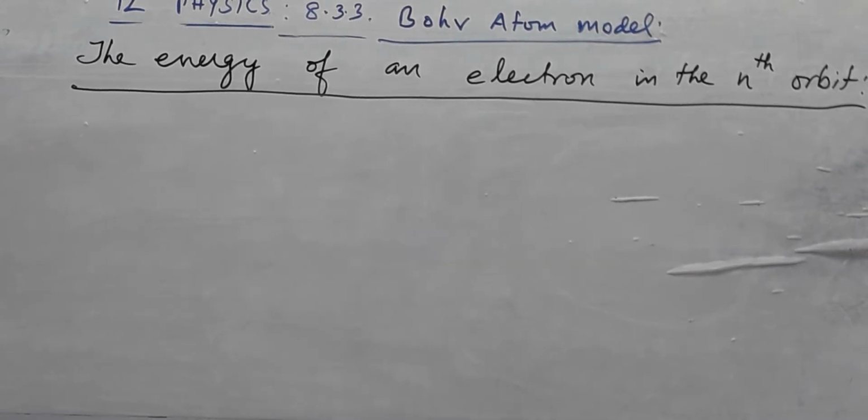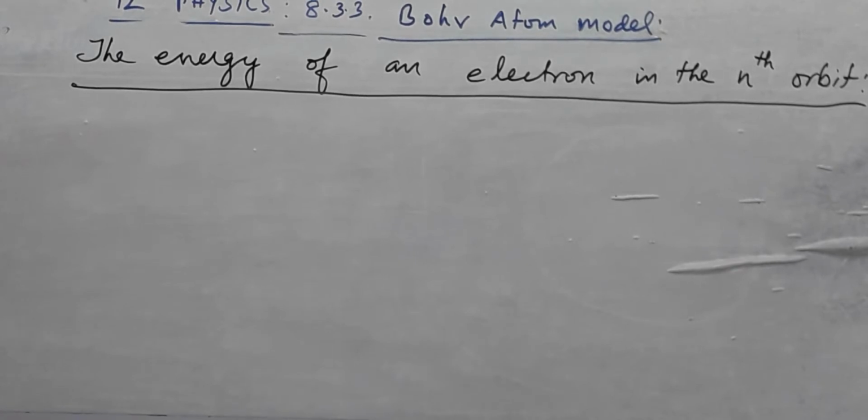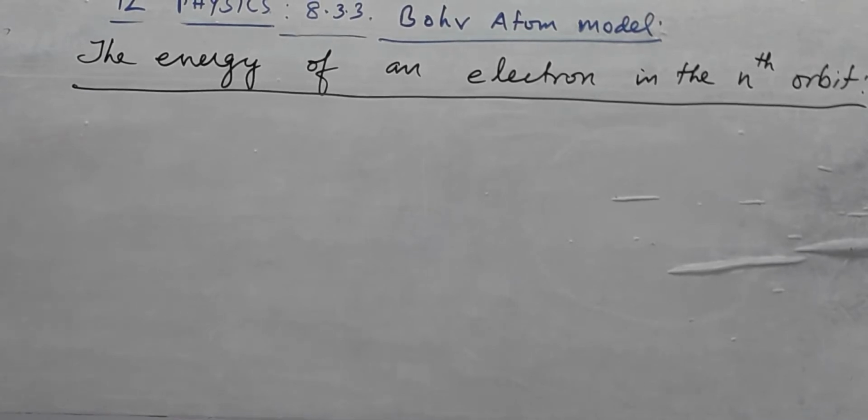Today, 12th physics, 8.33: according to the Bohr-Rutherford model, we are deriving an expression for the energy of an electron in the nth orbit. Last class we derived the radius of an electron in the nth orbit as well as the velocity of the electron in the nth orbit. Now we are going to derive an expression for the energy of an electron in the nth orbit.